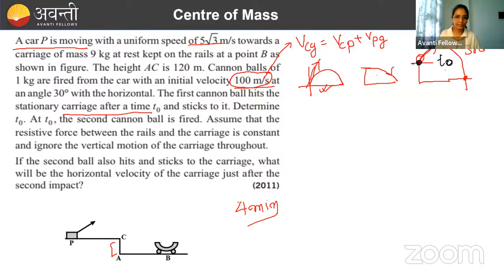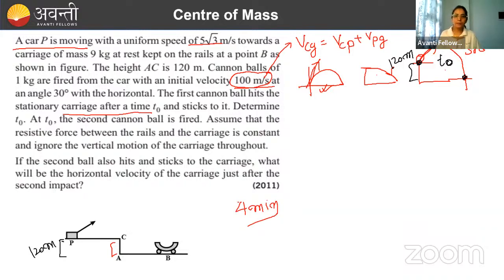मेरा बॉल इनिशियली कितने हाइट पे था? Initially, if you see, at what height was the cannonball? 120 meter. So here I am going to write 120 meter. And finally, when it is landing, it is covering how much height? 120 meter down it is going, right? So this height is 120 meter.